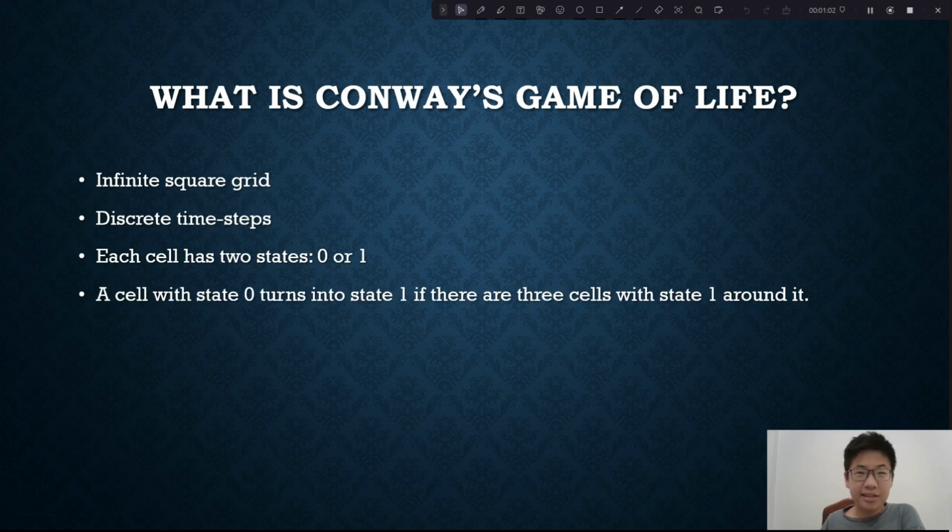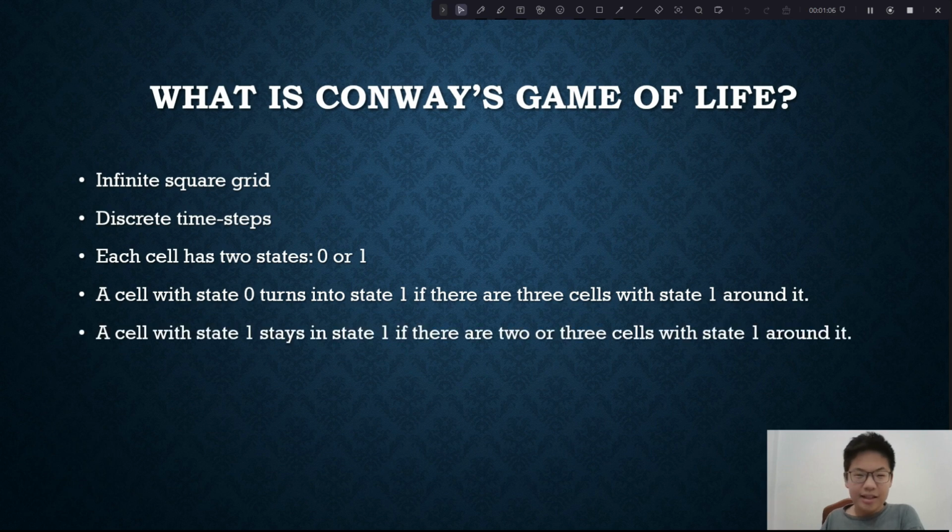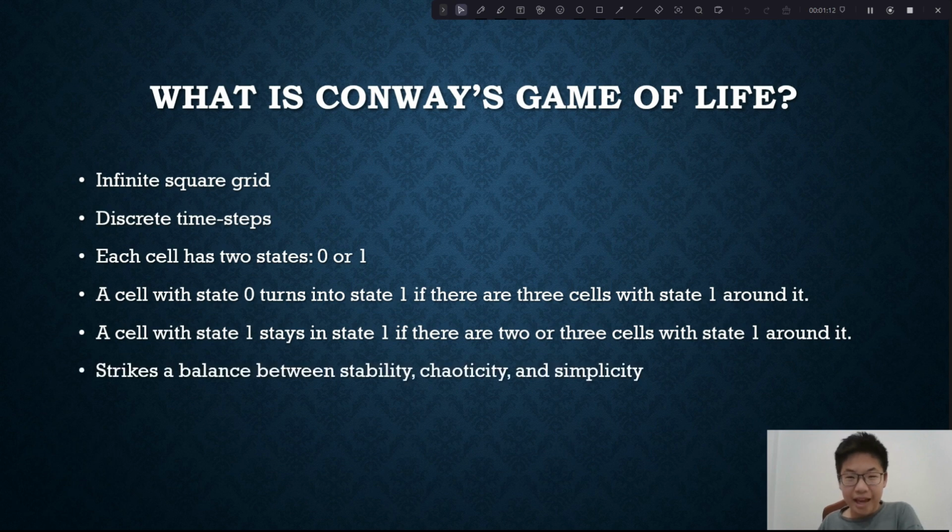A cell with state 0 turns into state 1 if there are 3 cells with state 1 around it. The second rule is that a cell with state 1 stays in state 1 if there are 2 or 3 cells with state 1 around it. Surprisingly, this strikes a balance between stability, chaoticity, and simplicity. The rules are simple to describe, yet it is quite a stable rule and is also very chaotic.